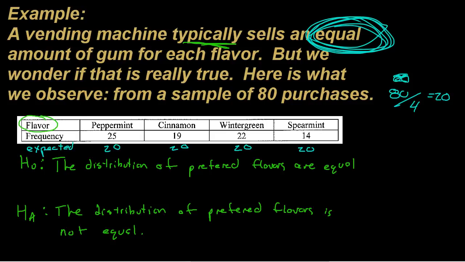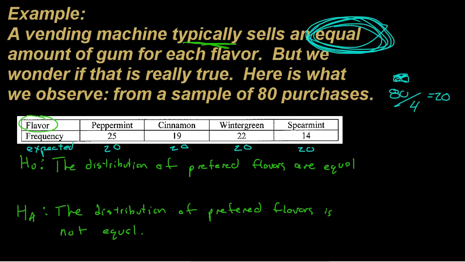And that's why we're conducting this test, to find out, is the null correct, that the distributions are equal? Or is the alternative correct, that they really are not equal? There really is a different preference among these flavors. So I have my null, I have my alternative.